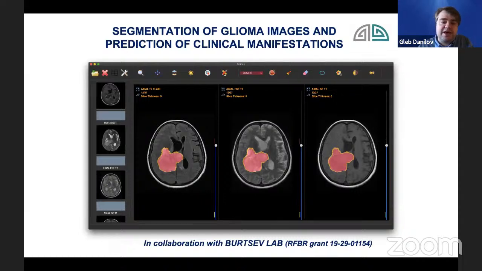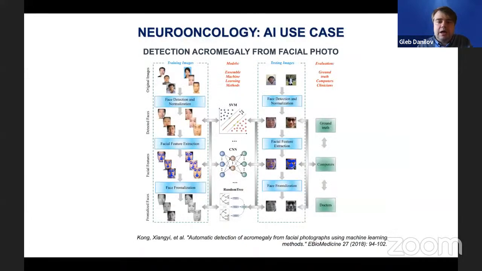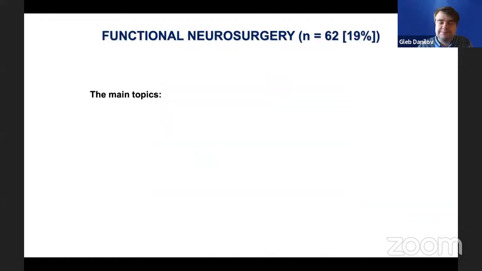This slide shows another work by our center in cooperation with our partners. It's devoted to segmentation of glioma images and prediction of clinical manifestations, for instance, paresis in patients with gliomas. This is a study of automatic acromegaly detection from facial photographs. It's not our study, but it's a very interesting example of non-invasive diagnostics using just facial photos of patients.